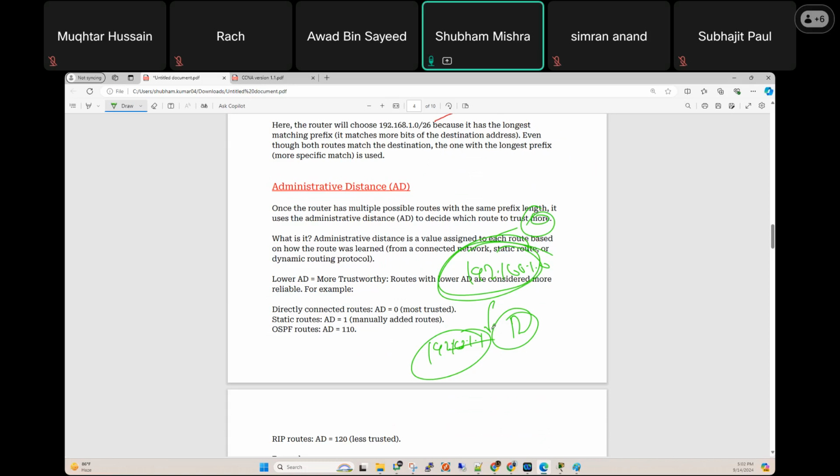For example, I told you about static routes. Static routes means you are telling the router manually where it needs to forward the packet. That is called a static route. I told you in the previous class. For static routes, how much is the AD value? 1. Understand, everyone? I hope you guys understand.